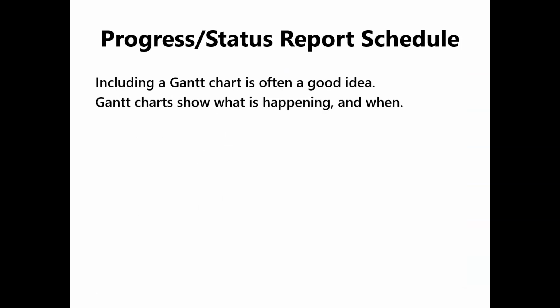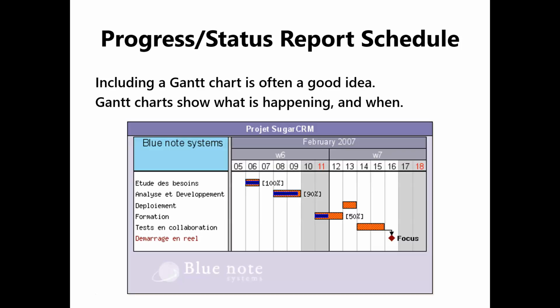When you're providing a schedule for an informal report, it's a good idea to include a Gantt chart. They show what is happening and when. Here's an example of one. What we have at the left are the various tasks that are going on. Then on the right, we have a list of dates. So this project is going over weeks 6 and 7 of the project, starting on the 5th of the month and going through the 18th. We've got that line there, notice the beginning and end. On this particular task that I've highlighted, it begins on the 11th and ends on the 12th.